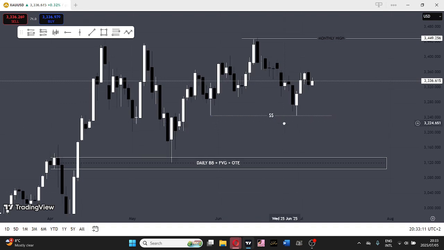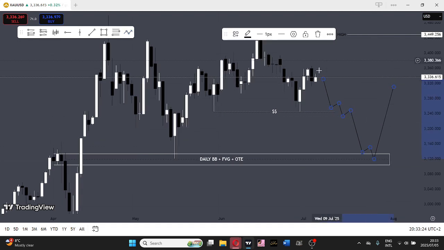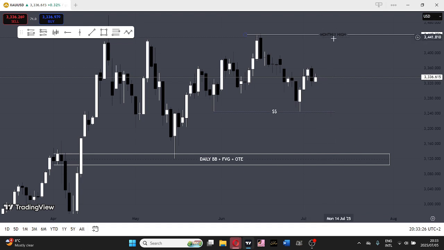So what validates this point of interest is the liquidity resting above here. So liquidity has to be taken out. Then something like this is what I'm anticipating. Then targeting that monthly high up here.